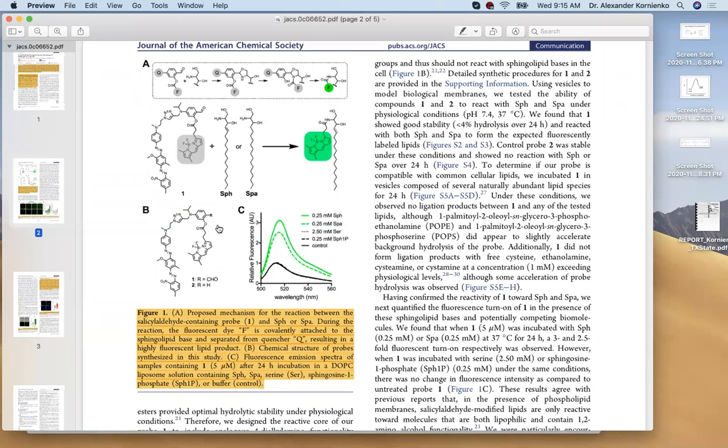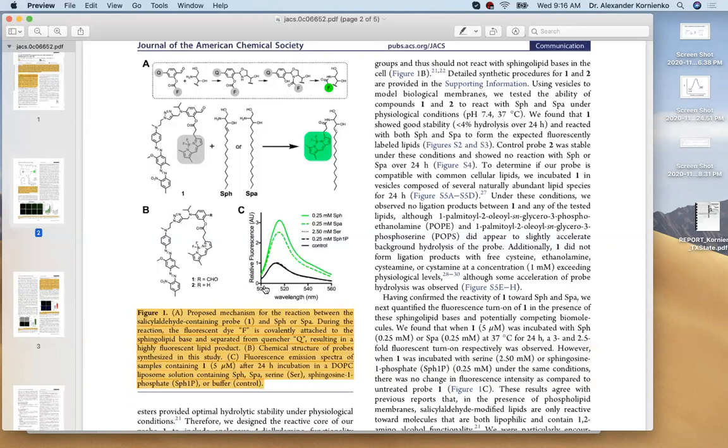If there's no acetal formation, there will be no fluorescent signal. So every time we do any kind of experiment, if we see the fluorescent signal with probe one, we should not see the fluorescent signal with probe two. And that will confirm that our design works as predicted.